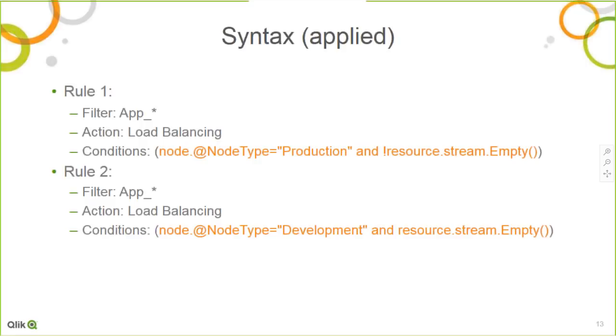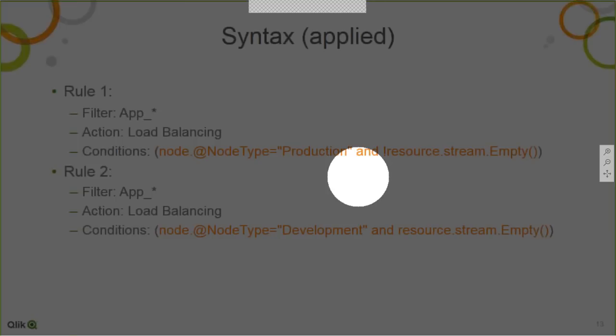Let's do another example, this time using load balancing. So we have two rules. We could actually combine them into one, and I've done that in the demo. But we have the filter of apps, so app_star, action of load balancing. We're doing the condition of the node at node type, which signifies it's a custom property, equals production.